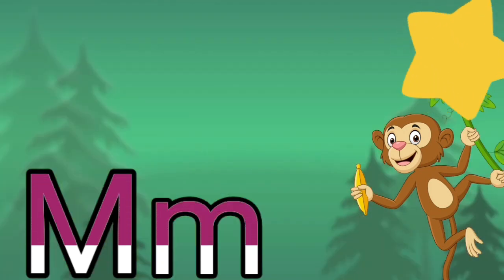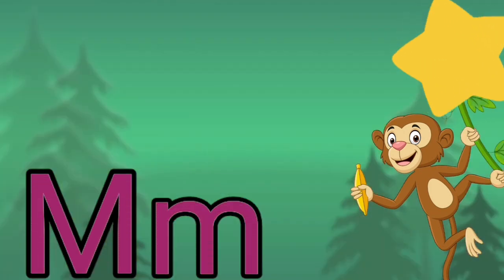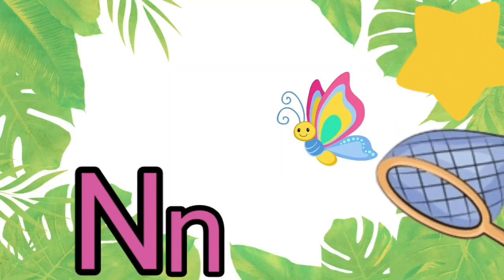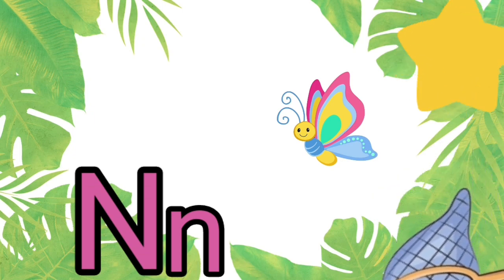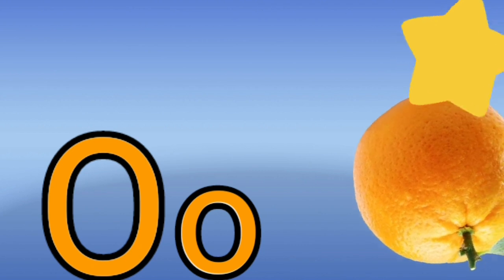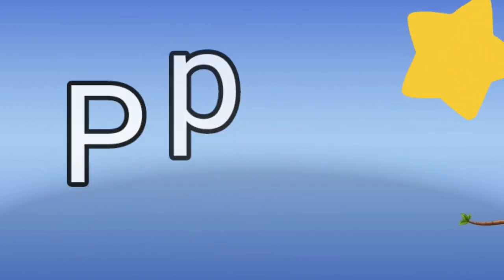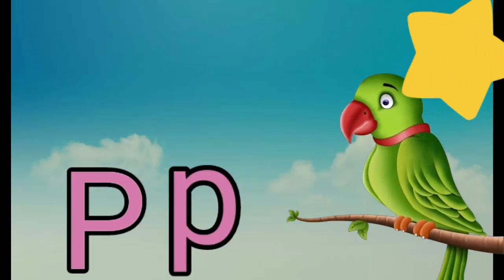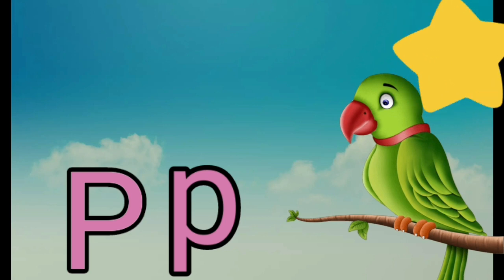monkey. And monkey. N is for net, and net. O is for orange, orange. Orange. P is for parrot, parrot. P, parrot.